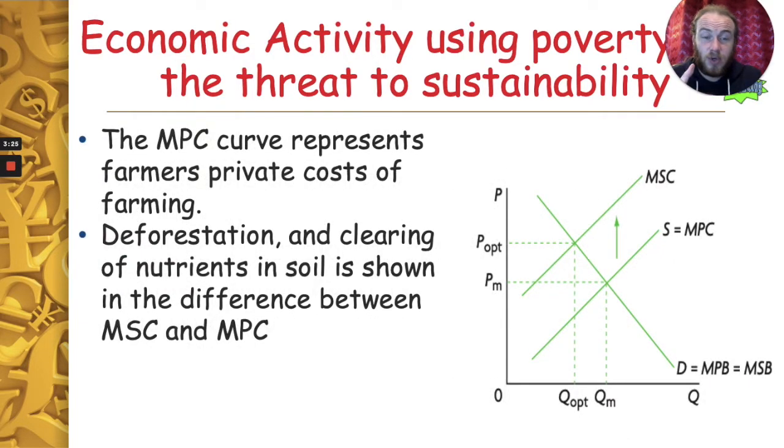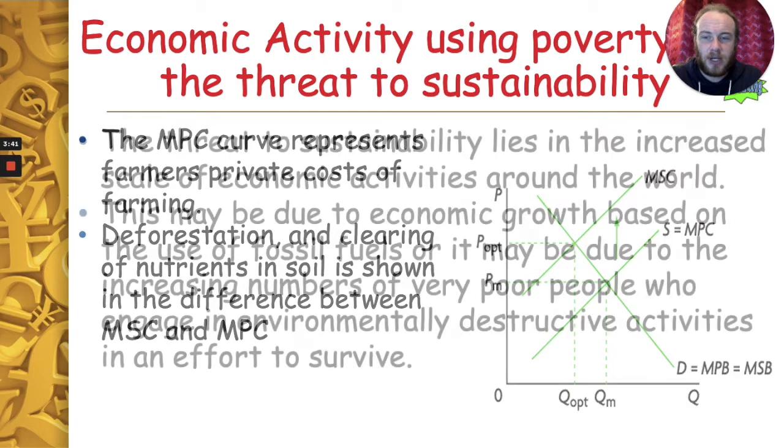So in this case, we look at the curve here. Our NPC curve represents farmers and the private cost of farming. Deforestation and clearing of nutrients in soil is shown as the difference between the MSC and the NPC. So MSC is where we should be operating at, but because of the extra deforestation, so more people can farm, we're operating at the S equals NPC curve.